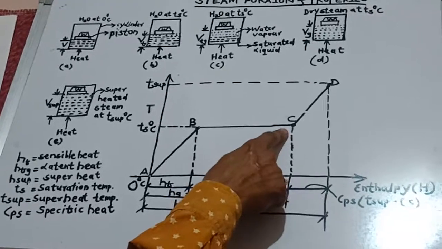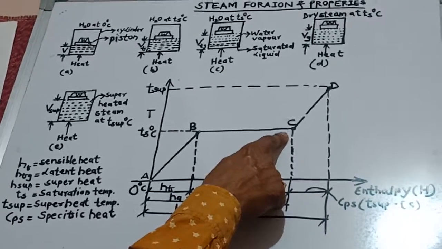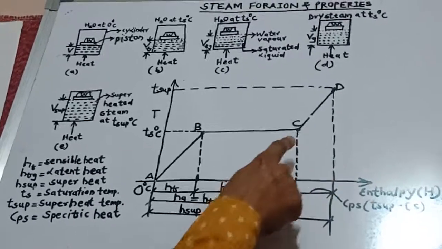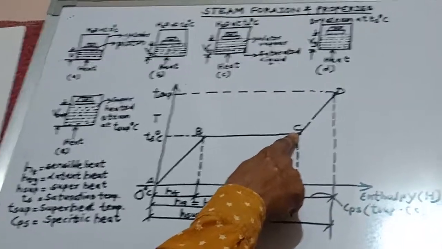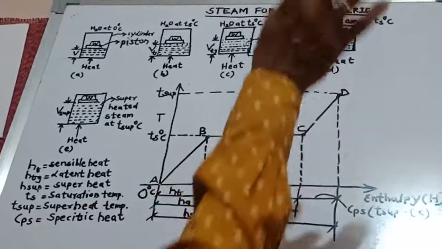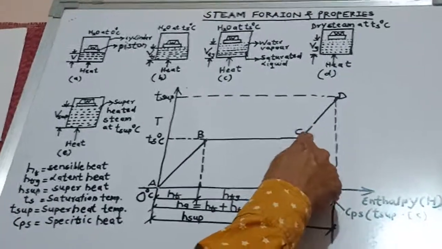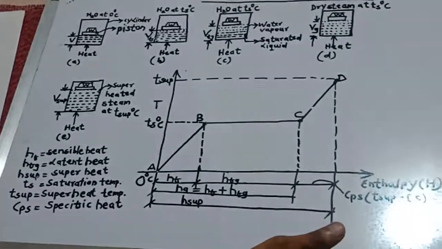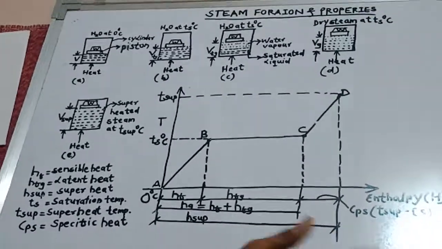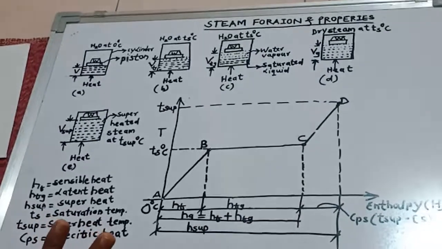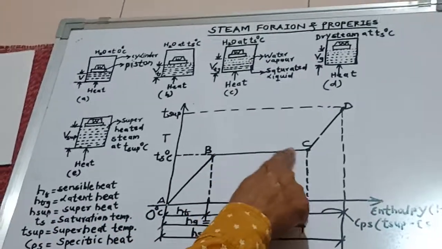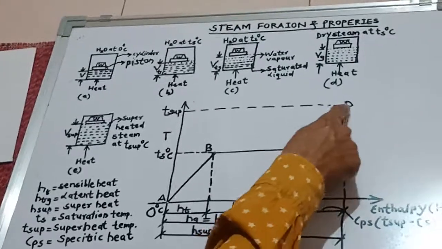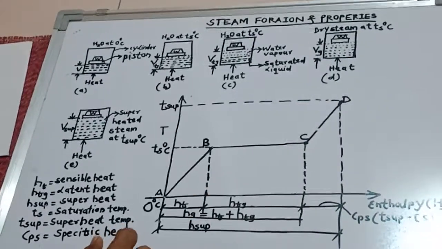Dry steam means the steam that does not contain any water particles. At point C, the dry steam is obtained. You see this diagram. On further heating, the dry steam is converted into superheated steam. So there are three types of steam: wet steam between B and C, dry steam at point C, and superheated steam between C and D.